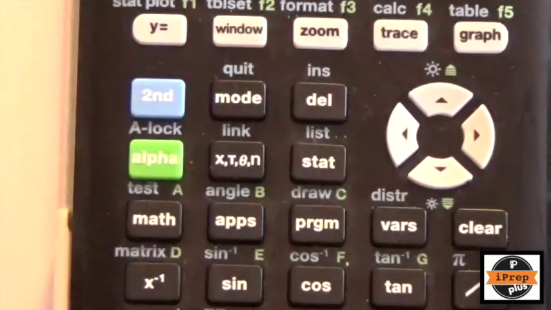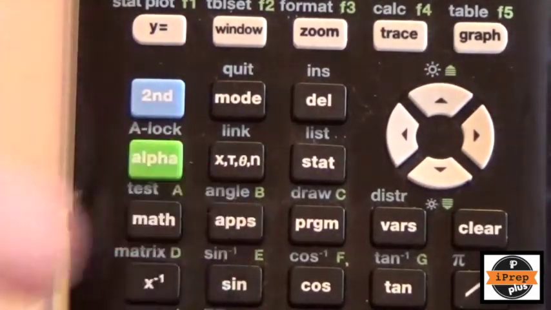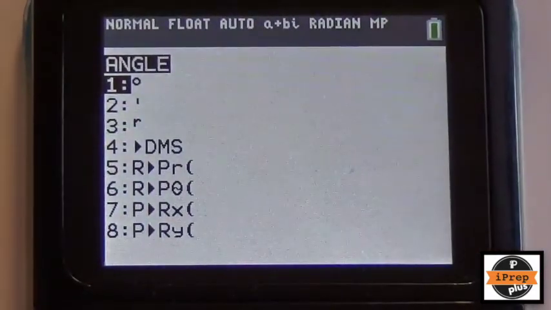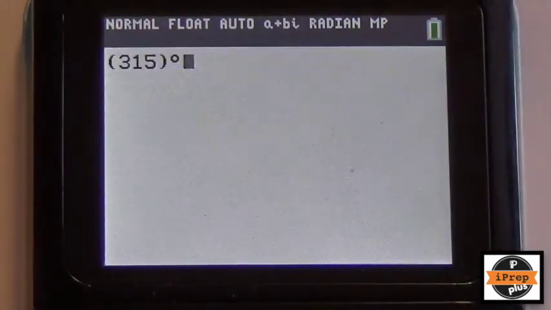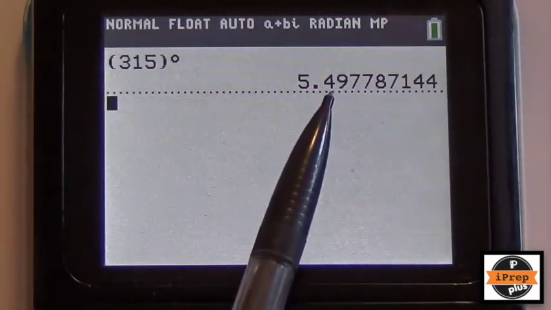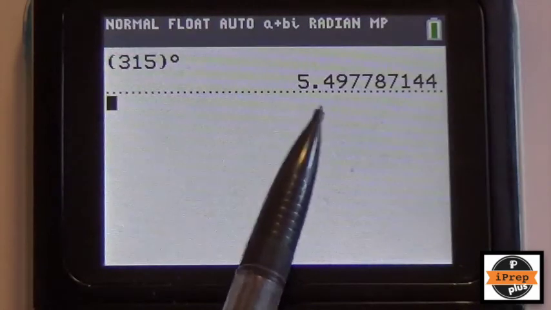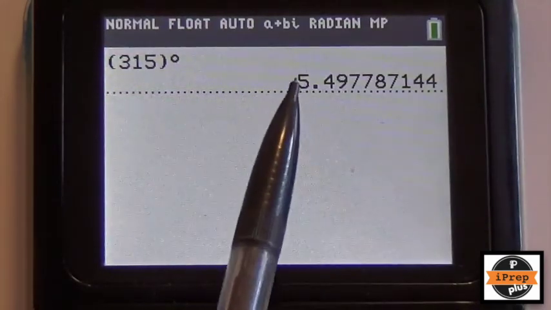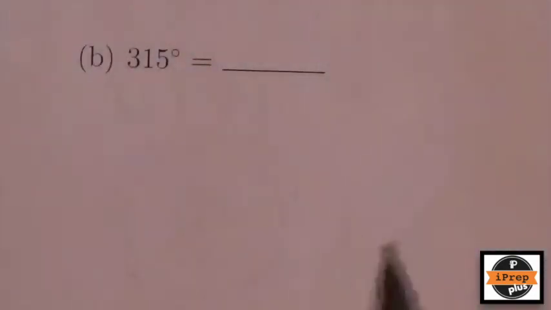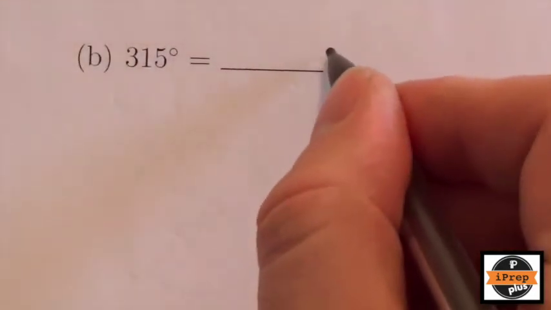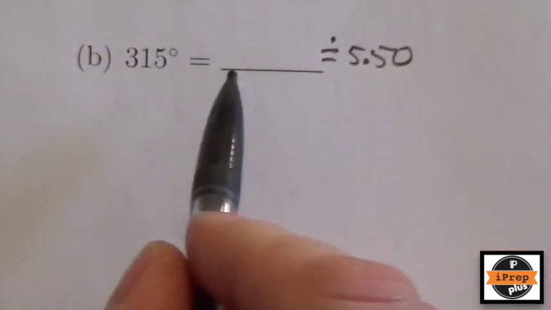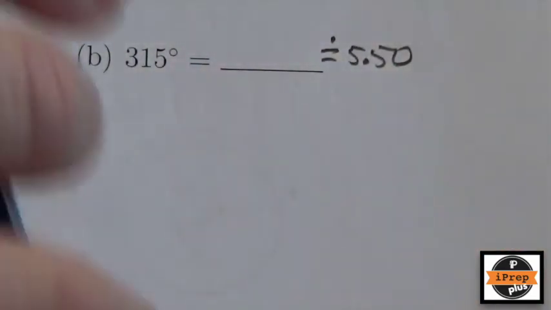Now we're going to go into the angle menu, pressing second apps, and I'm going to tell the calculator that what we're looking at here is a degree measure. When I press enter, I get 5.49 and so on. Rounded to the nearest hundredth, which is what this question is asking, we round that up, so it's going to be 5.50. So this is going to be approximately 5.50. I'm giving myself a little space here because I'm going to get the exact form in just a second.